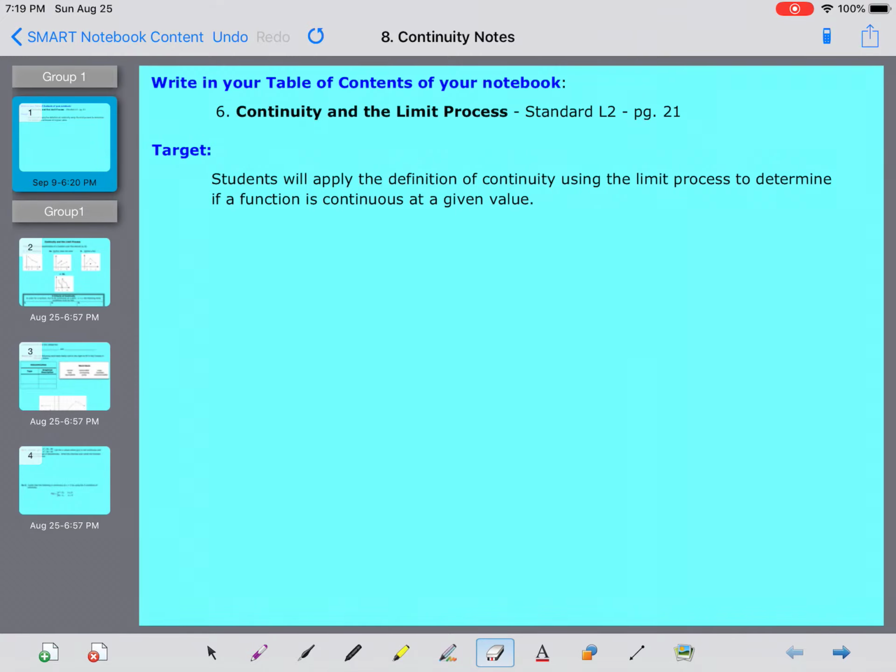So we're going to do this lesson in two parts. Part one is this video, of course, and the next part in class the next day. Because let's talk about what it means to be continuous.